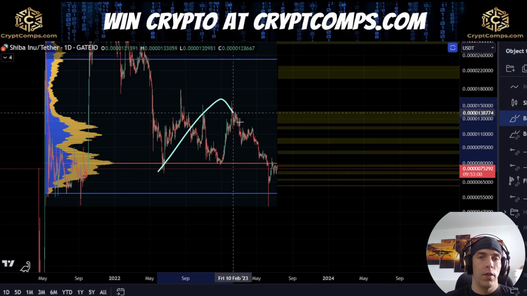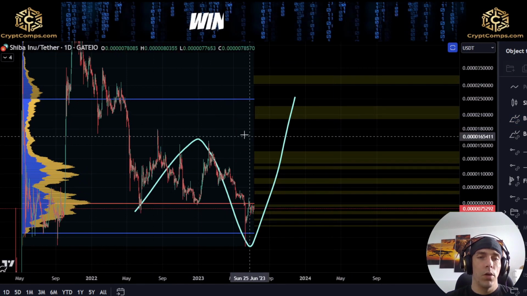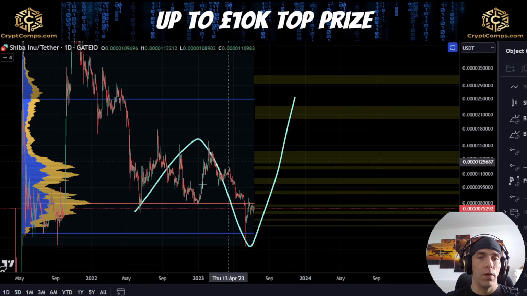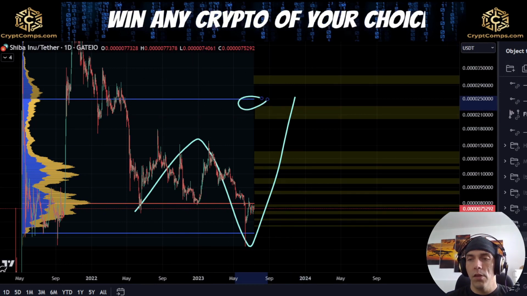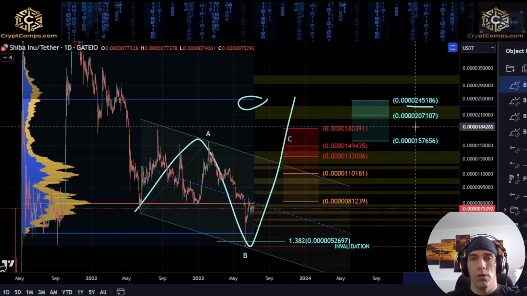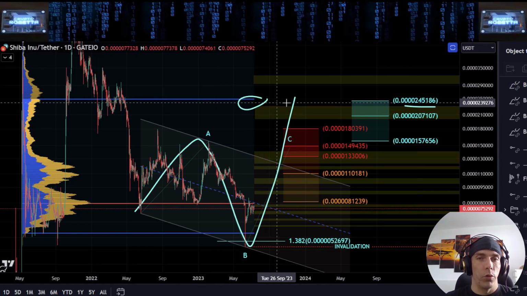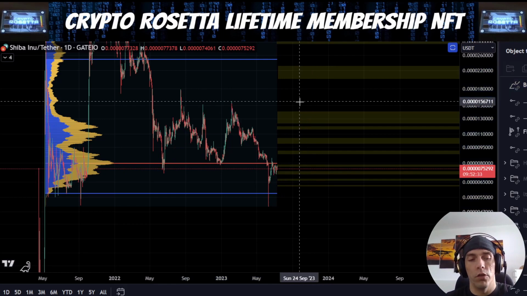Now, if we are looking at that idea of this flat correction to the upside, what I would be very interested to see is that if we do start to get a bigger flat correction here, where we extend out a little bit, potentially this higher range, this 245,186, aligns with this value area high that we've got here. So we'll be keeping an eye on that if we do see price start to reverse to the upside.